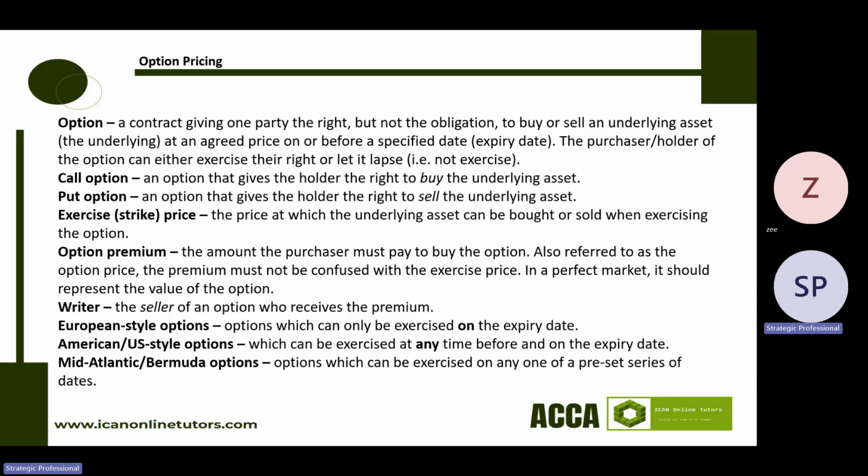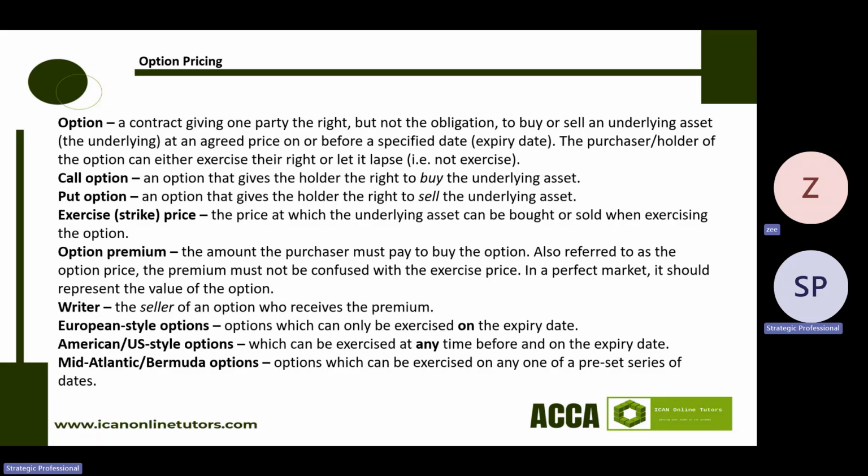Now we also add other ones like mid-Atlantic or Bermuda options, which can be exercised on any one of a preset series of dates. So you have different dates, you can now exercise it at any of those preset series of dates. So maybe you have 8th of May, maybe you have 10th of May, maybe you have 15th of May. Any of those 3 dates, you can exercise it. So those are the different types of options. Is that clear? Yes. Yeah, let's move on. Thank you.